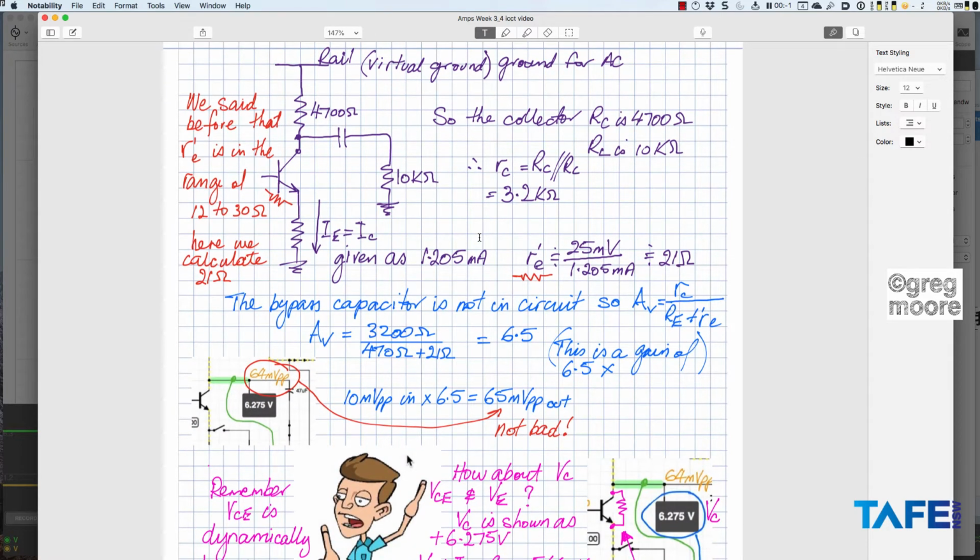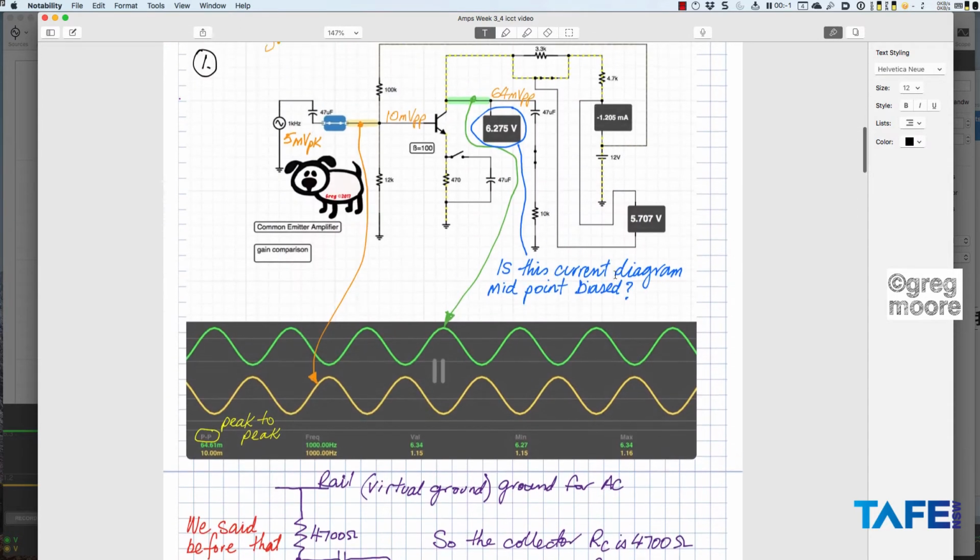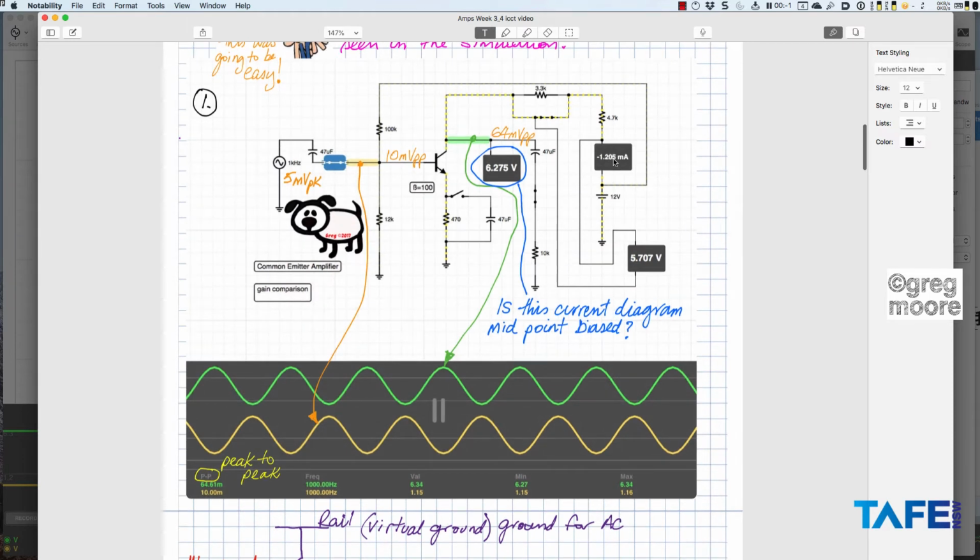So if we take a bit of a look at this transistor, we've got to know about little RE, and we've covered that in the notes so far. It's always in the range of about 12 to 30 ohms, and in fact in here I've calculated it out to be 21 ohms. I've done the maths over here, 25 millivolts divided by the given current, 1.2 milliamps. There was the 1.205, stopping it at one instant in time with the simulator.